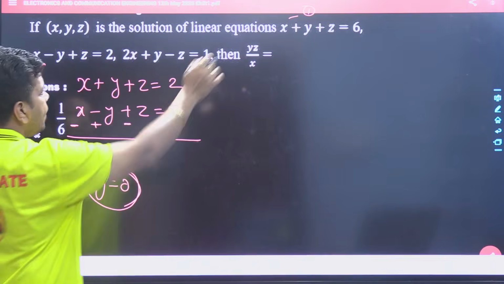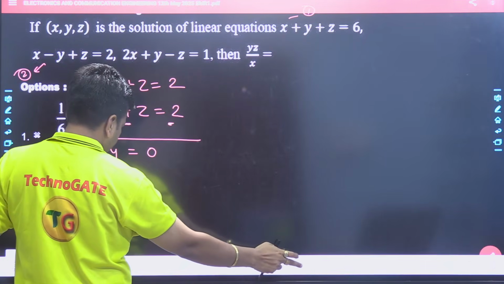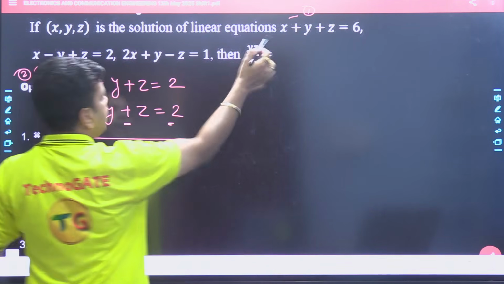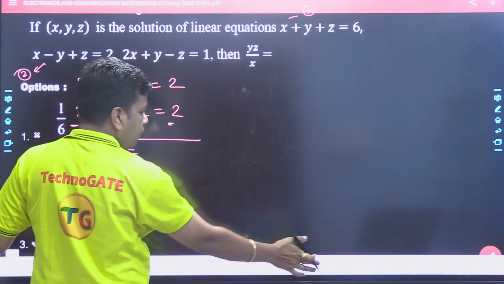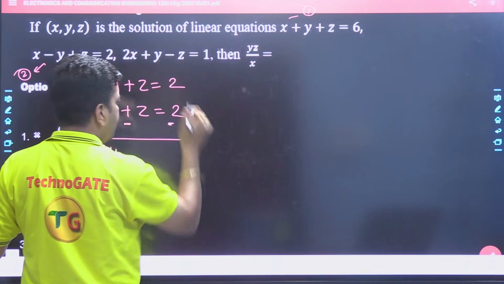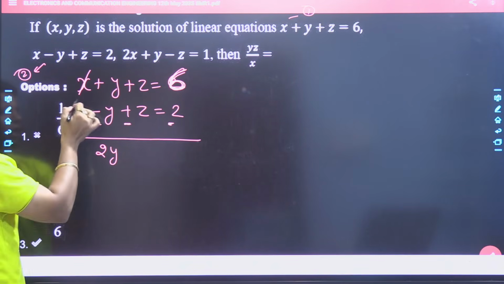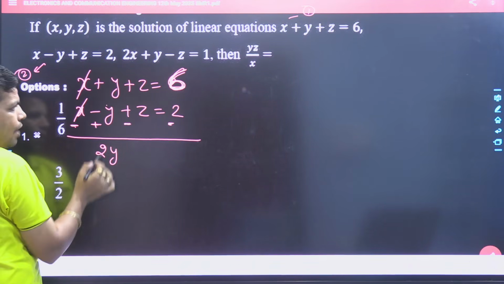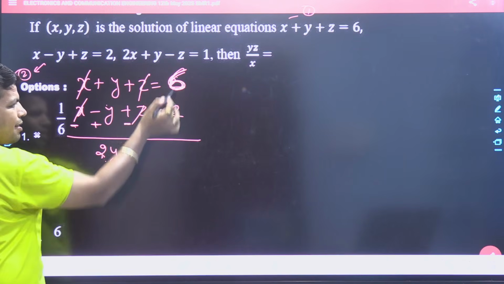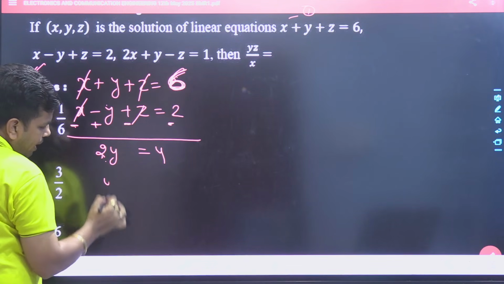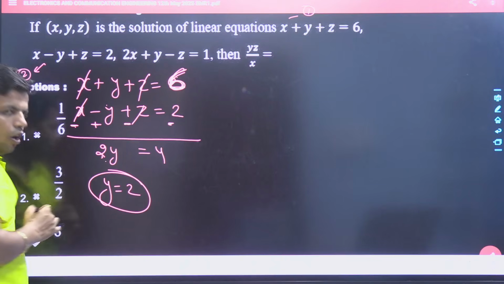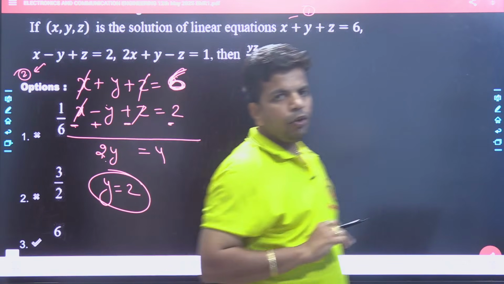Here the value is 6, not 0. The equation x plus y plus z equals 6 is there, so that's why I need to write 6 here. Now do the subtraction. x and x cancel out, y plus y becomes 2y, z and z cancel out, 6 minus 2 becomes 4. So the value of y is 2. So y is computed by this.